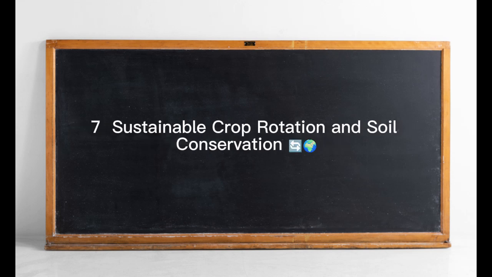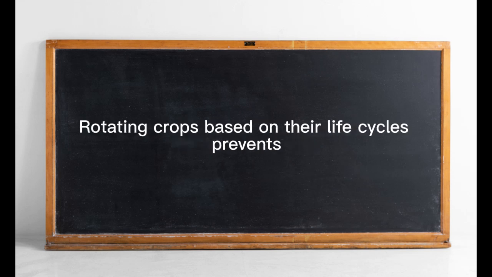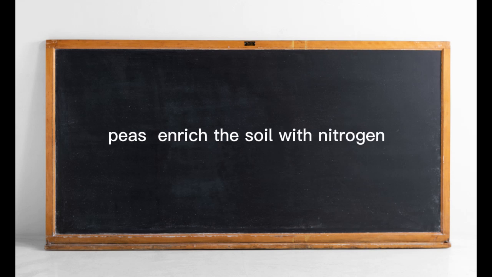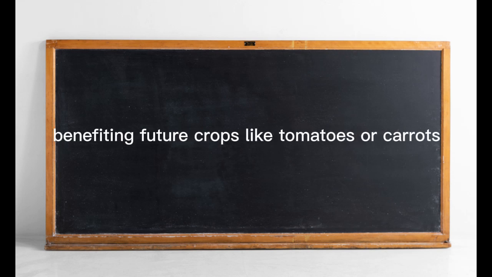7. Sustainable crop rotation and soil conservation. Rotating crops based on their life cycles prevents soil depletion and pest buildup. Example, legumes enrich the soil with nitrogen, benefiting future crops like tomatoes or carrots.